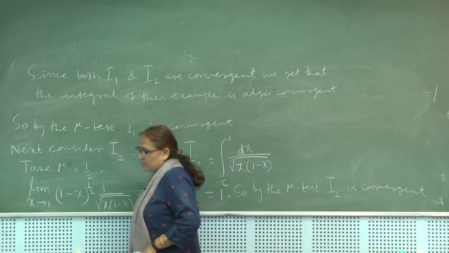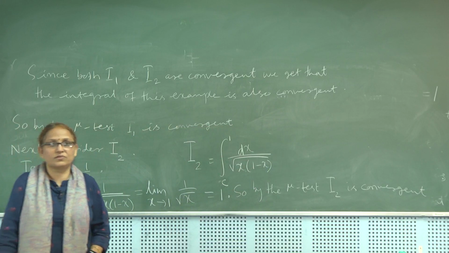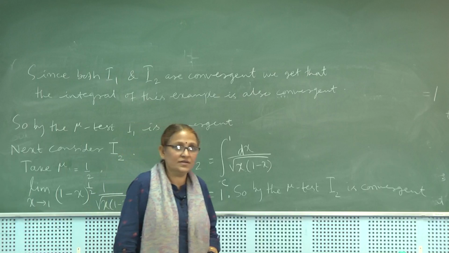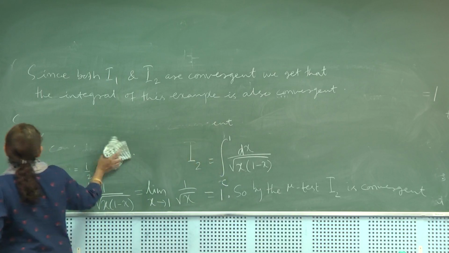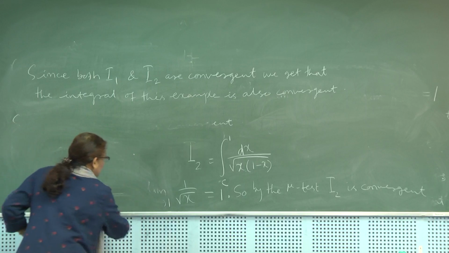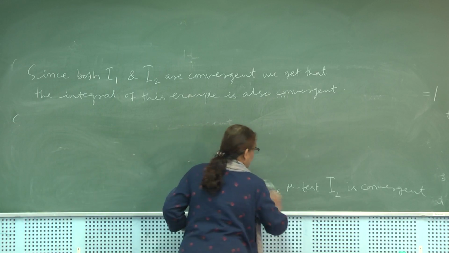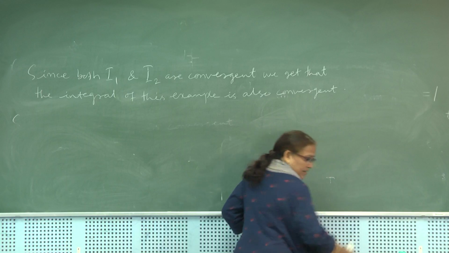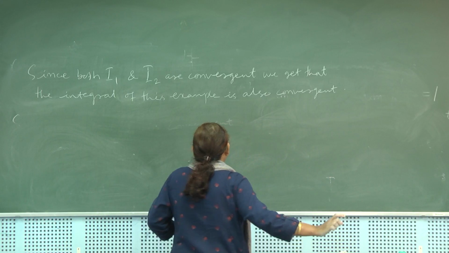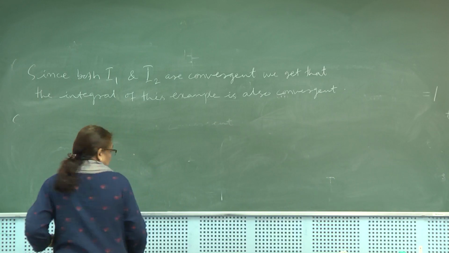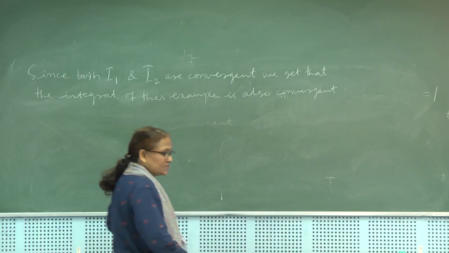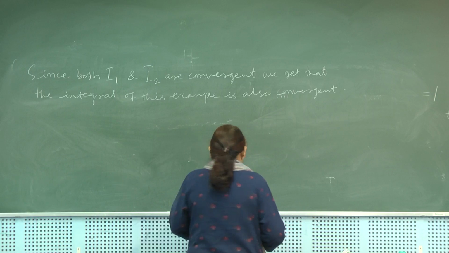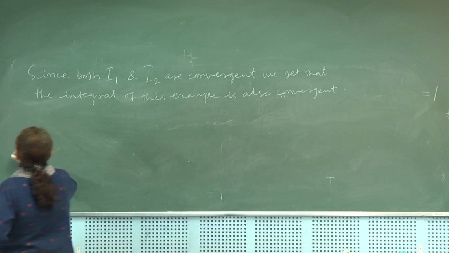Well, we shall see more examples later on also. We shall use this mu test actually, it is very useful. Next, we shall consider another important kind of test of convergence for improper integrals, the ratio test.